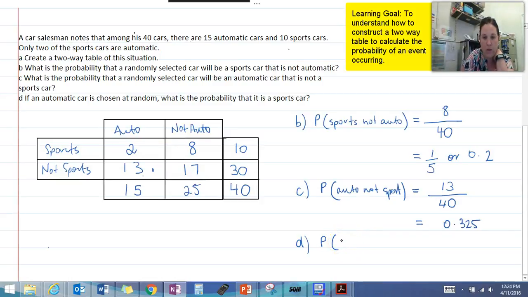So the probability of a sports car from an auto. So they've got auto already. So we're looking at how many autos there are. So there are only 15 autos. And out of that, there were only 2 sports cars that they could select. So 2 over 15. And we can change that to 0.13 recurring if we like.